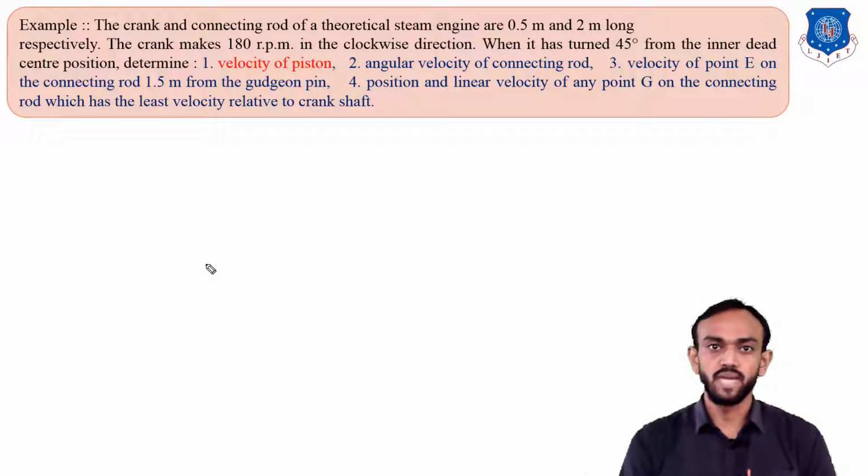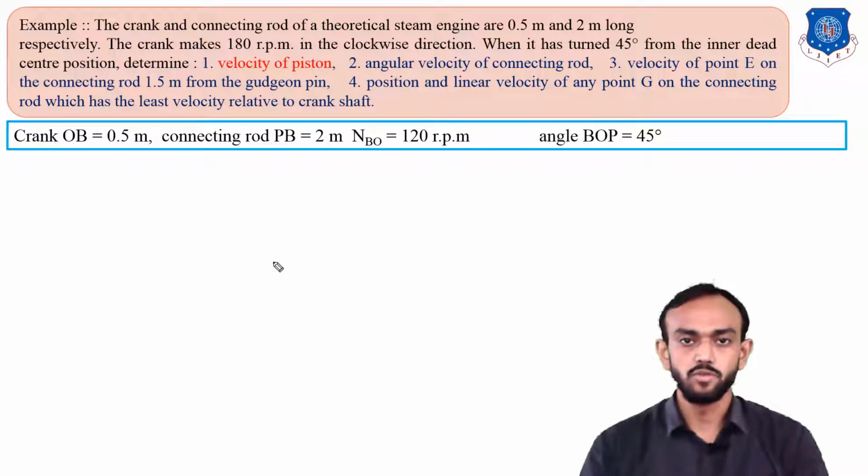The second thing we have to find is the angular velocity of the connecting rod. Then, find the velocity of point E on the connecting rod, which is 1.5 meter away from the gudgeon pin. And the fourth point we have to find is the position and velocity of point G on the connecting rod which has the least velocity relative to the crankshaft. So right now we have to find the position and velocity of that point G.